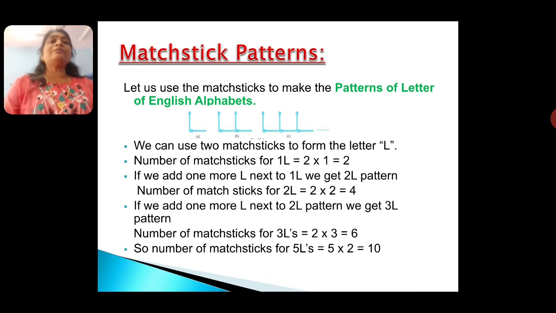If we add one more L next to 1 L, we get 2L pattern. So, number of matchsticks for 2L is equal to 2 into 2, 4. If we add one more L next to 2L pattern, we get 3L pattern. Number of matchsticks for 3Ls is equal to 2 into 3, 6. In this way, we can find number of matchsticks for many L patterns. So, number of matchsticks for 5Ls is equal to 5 into 2 equal to 10.